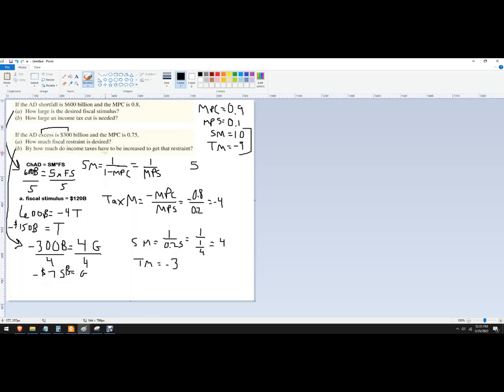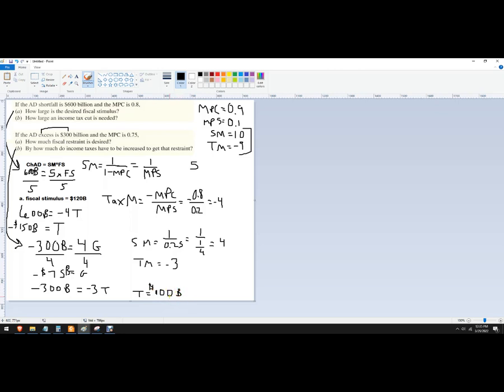Okay, and then how much would income taxes have to be increased to do the same thing? So we're going to go negative 300 billion equals -3 times the tax change. So this one I can do without a calculator. Not tax cut, I'm sorry, tax increase, $100 billion.